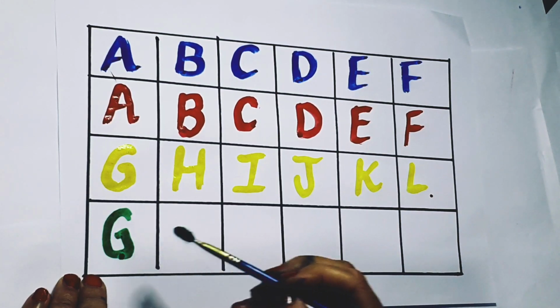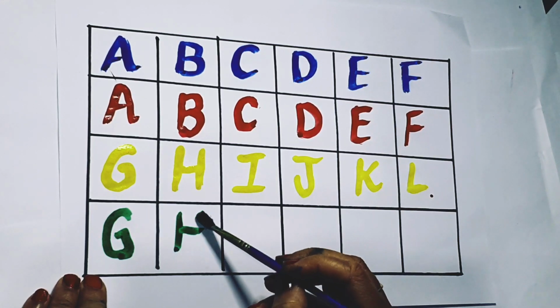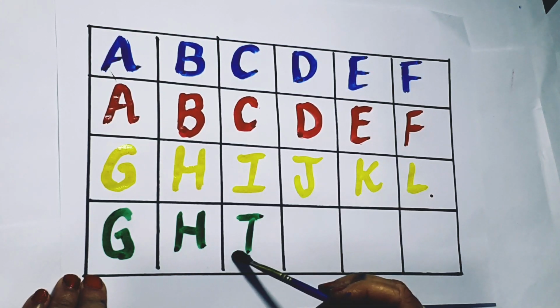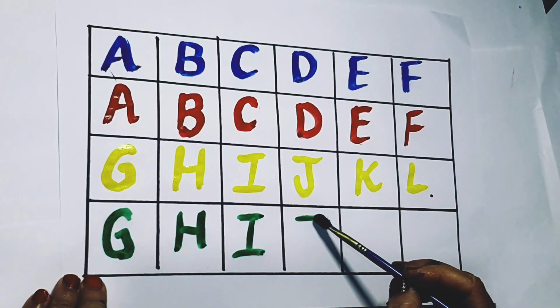G for God. G for girl. H for hen. H for house. I for ink pot. I for eyes.